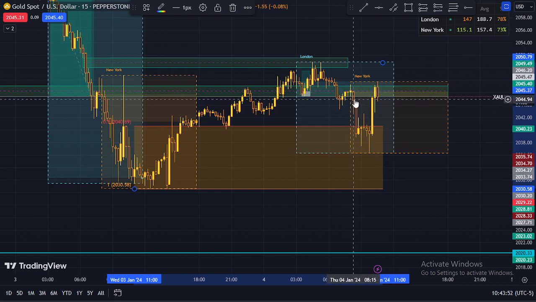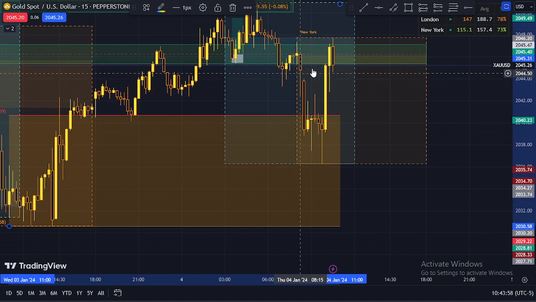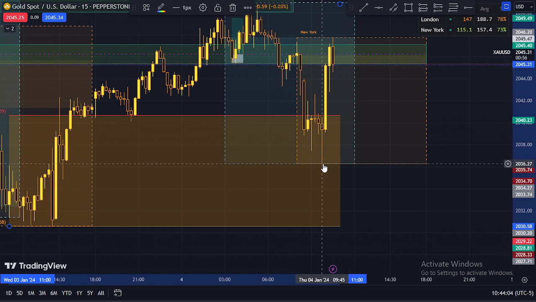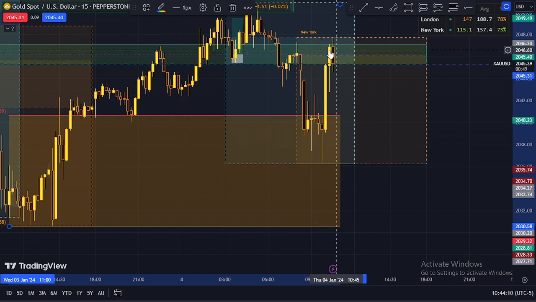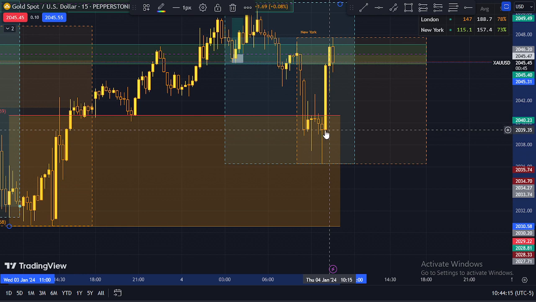So as you can see, we had this volume imbalance right there. So as you can see that gap, that will be a potential draw on liquidity. So you could be targeting that down here. So this also qualifies as an ICT New York open kill zone.